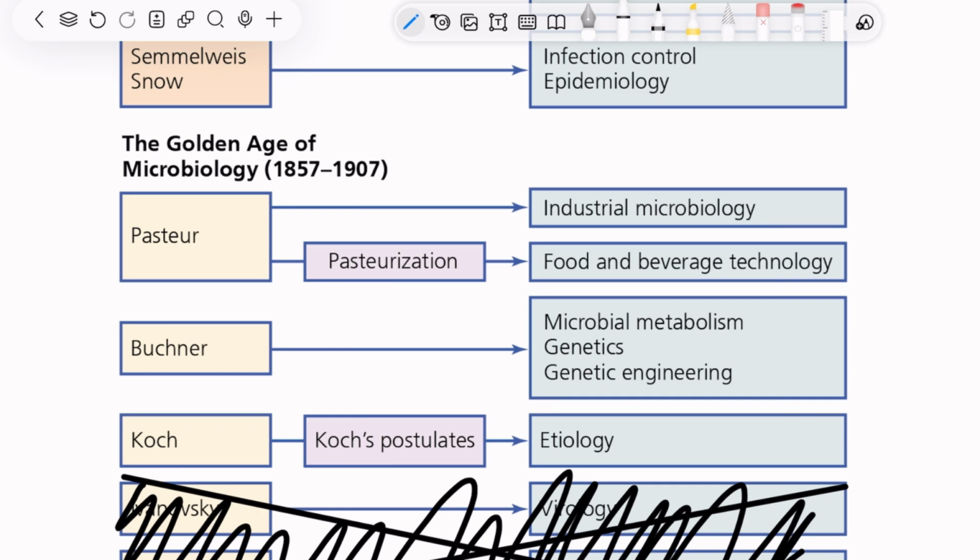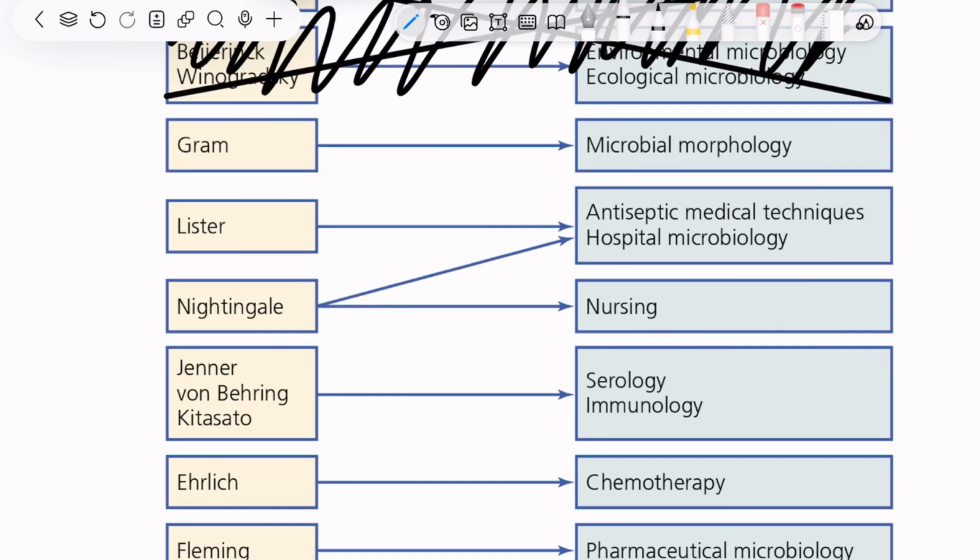We also have Koch. His modern discipline was etiology. His contribution was that he established Koch's postulates, a foundational framework for identifying disease-causing microorganisms. And then we have Gram. His discipline was microbial morphology, and he contributed the development of the Gram staining technique, which is crucial for identifying and classifying bacteria.